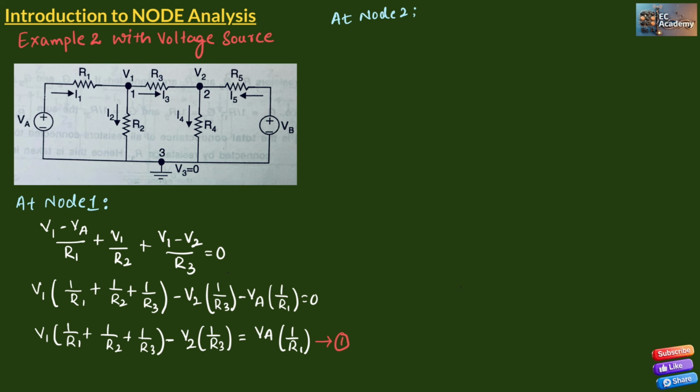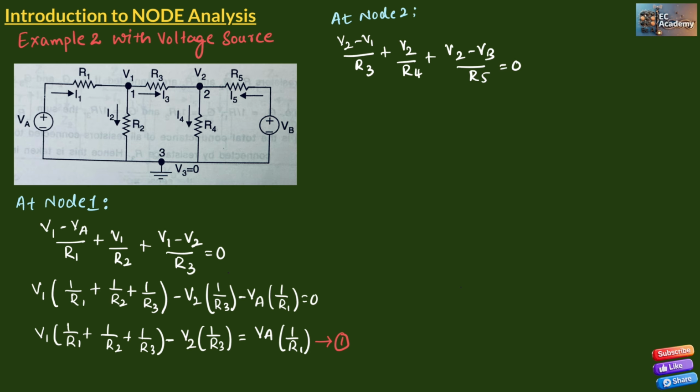We can add all these current equations and equate it to 0. So we can write (V2 minus V1) divided by R3 plus V2 divided by R4 plus (V2 minus VB) divided by R5 will be equal to 0. Now let us rearrange the above equation with respect to V1, V2 and VB.